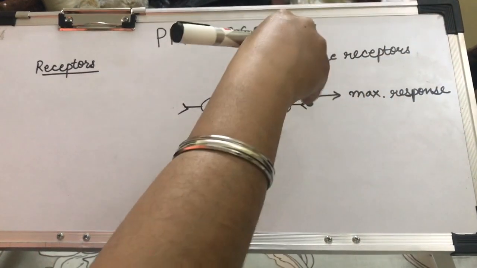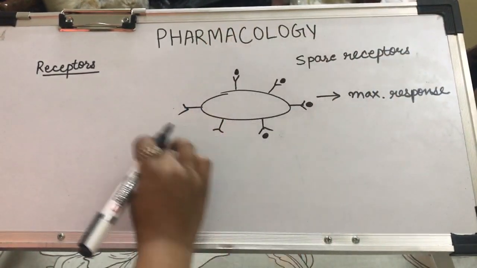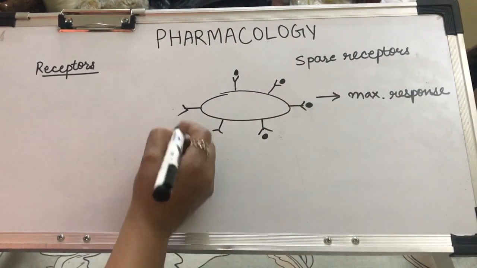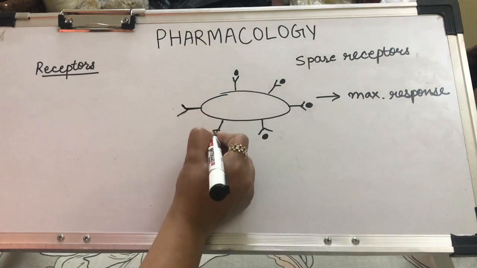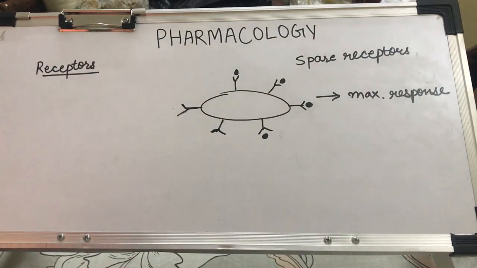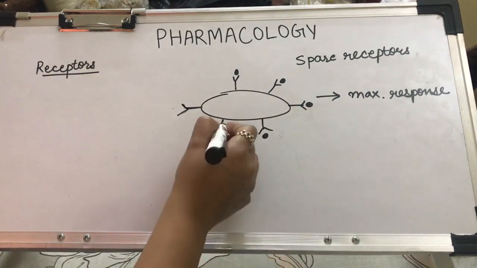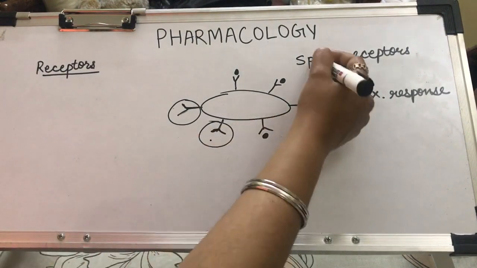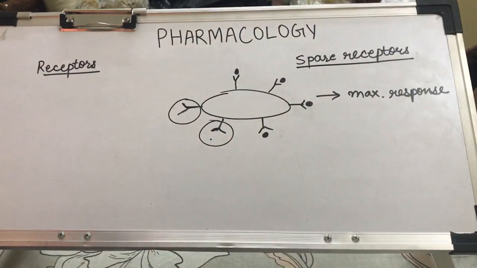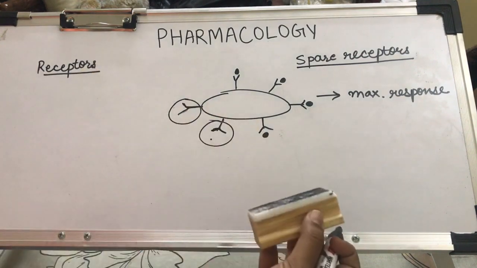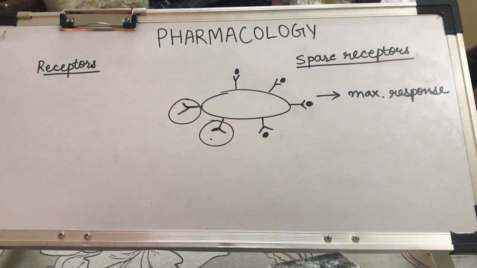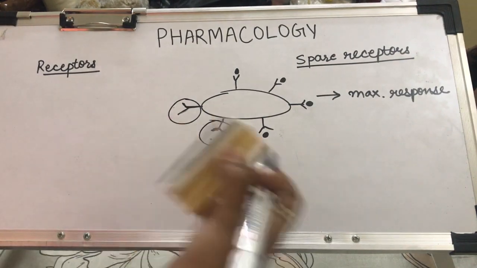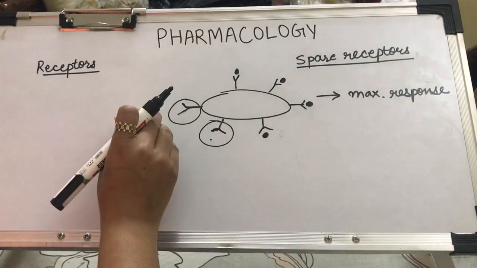Whatever concentration we have given, it has not occupied all the receptors, but it is giving the maximum response. And these two receptors are still available, but we have no more drug. We have already achieved our maximum response. So these extra free receptors are known as spare receptors. When maximum response is produced by the agonist at a concentration that does not occupy all the available receptors, the free receptors are known as the spare receptors.